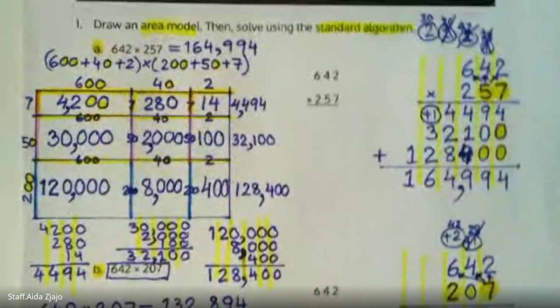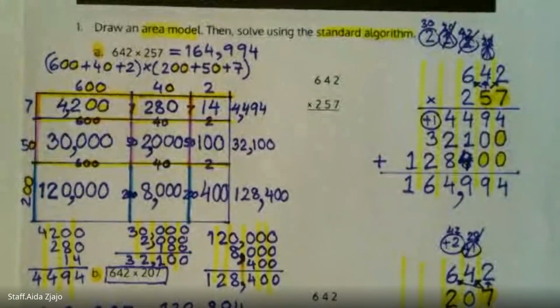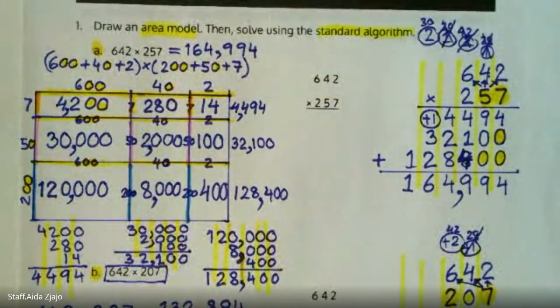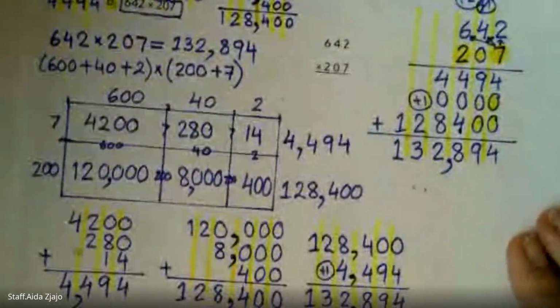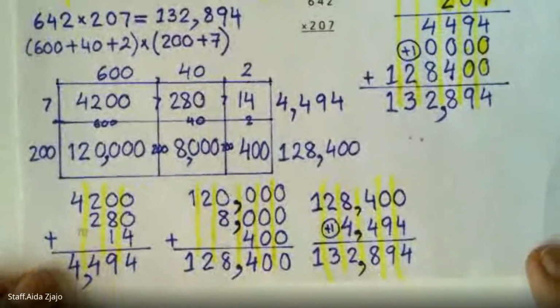Okay, that was number 1. And then number B is this one.